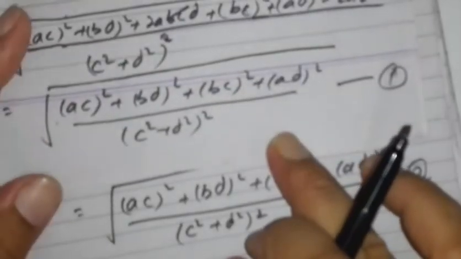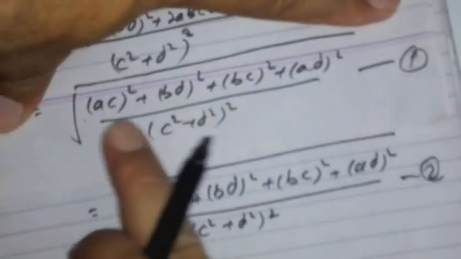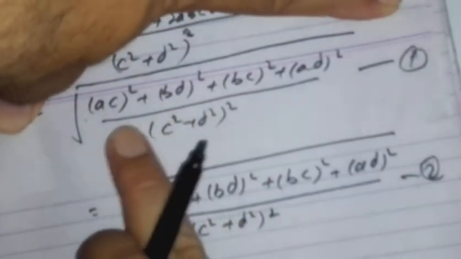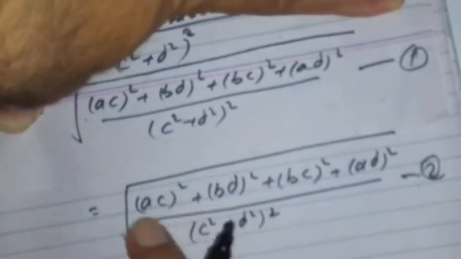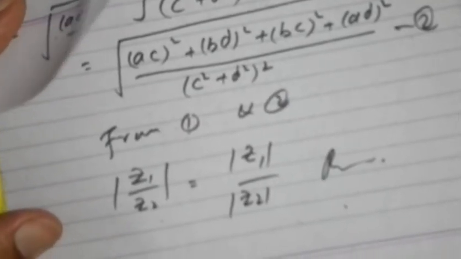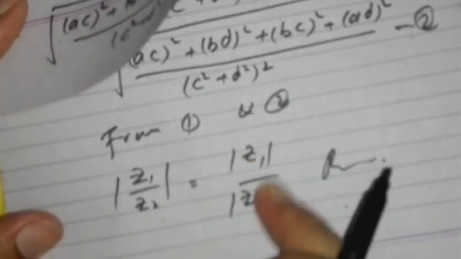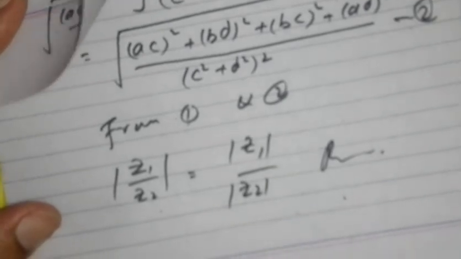Look, this is 1, (ac) whole square plus (bd) whole square plus (bc) whole square plus (ad) whole square by this, and look at this, from 1 and 2 we have proved that z1 divided by z2 whole modulus equals z1 modulus divided by z2 modulus. Proved.